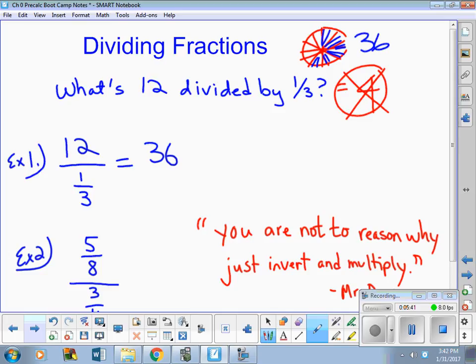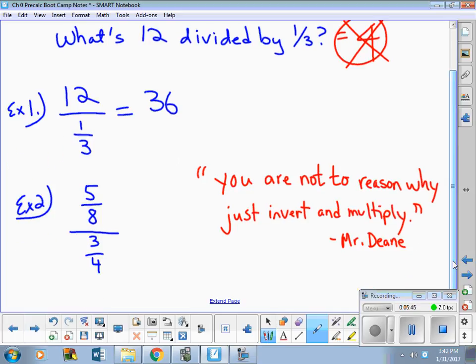And what's the deal with that? Well, underneath here it says, quote, for myself, I'm quoting myself, "You are not to reason why, just invert and multiply." I didn't invent that quote, but I said it once.